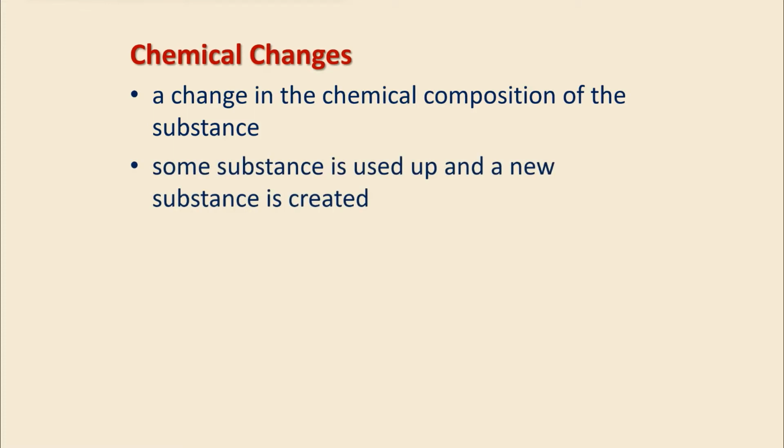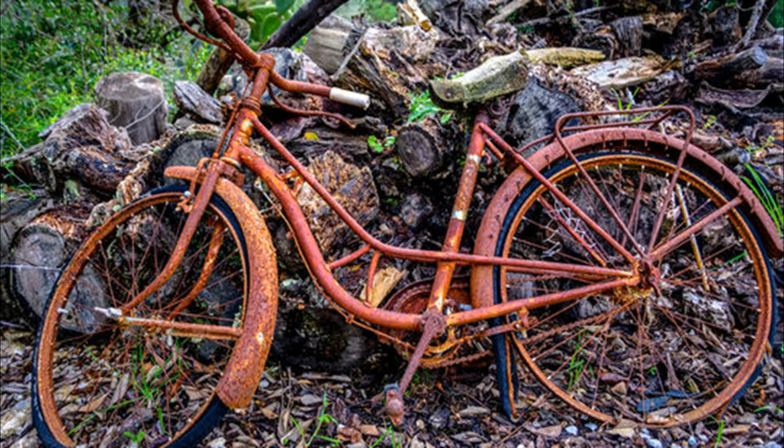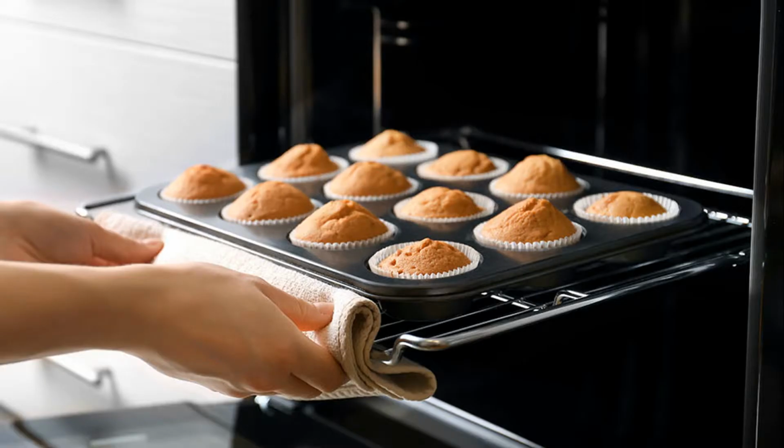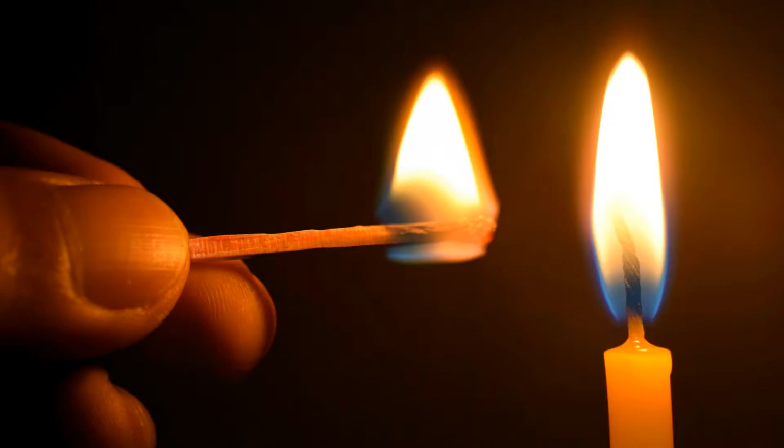So some substance gets used up and a new substance is created. Now this occurs during a chemical reaction. So chemical changes are essentially chemical reactions. We're doing chemistry here. Now these changes are often not easy to reverse. Some examples of chemical changes would be things like iron rusting, cooking, dynamite exploding, and combustion, that's essentially burning.